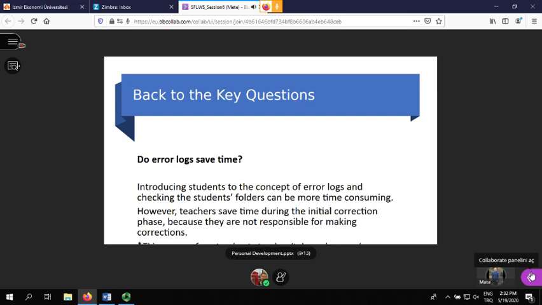And I think just from my personal experience in Module 1, it saved me a lot of time during the initial correcting process, especially once you become more familiar with the error codes, which you probably use already, right? It just becomes second nature.